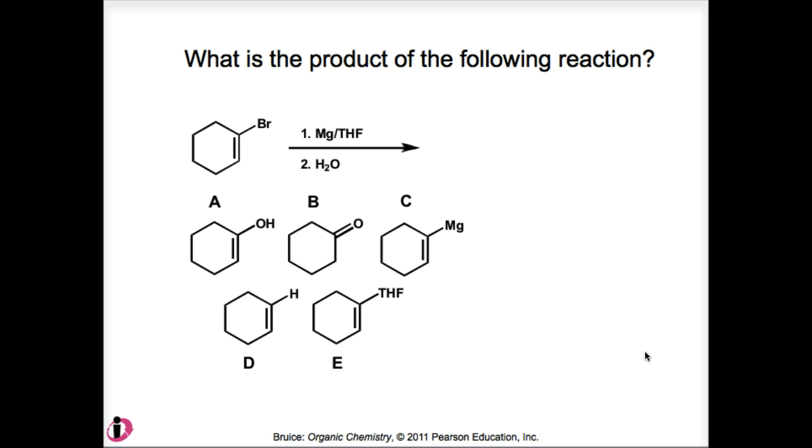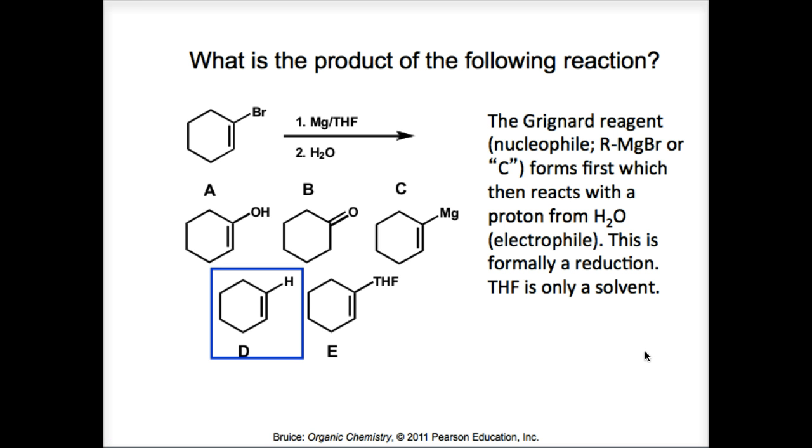Let's go to number 3. What is the product of the following reaction? So let's pause for a second. Okay, here is the answer to number 3. What is the product of this reaction? Taking a look at it, you'll notice that in step 1, we can create the Grignard reagent with this combination. So now we know that we're going to have a Grignard reaction type mechanism going on here.